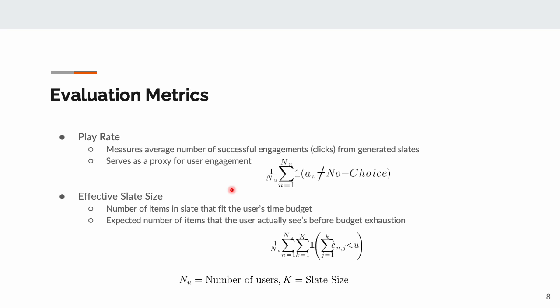And the second metric is called effective slate size, which refers to the number of items that the user can actually see before exhausting their budget, averaged over all users. For example, if on an average, a user can check out only 10 out of the 30 items on the slate, then the effective slate size is 10.